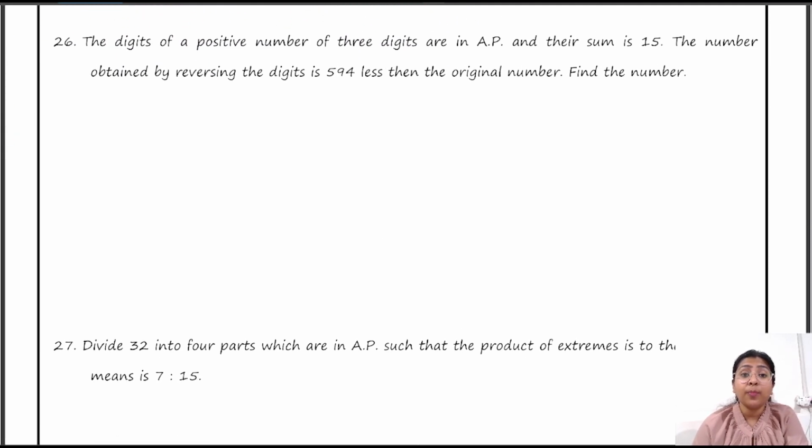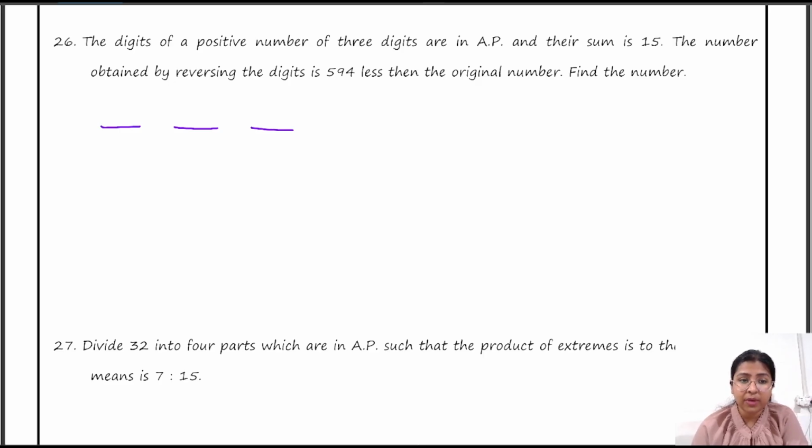The digits of a positive number of 3 digits are in AP. It means there is a 3-digit number, with the hundreds place, the tens place and the unit digit. It is a 3-digit number, so it should have a unit digit, tens digit and hundreds digit.